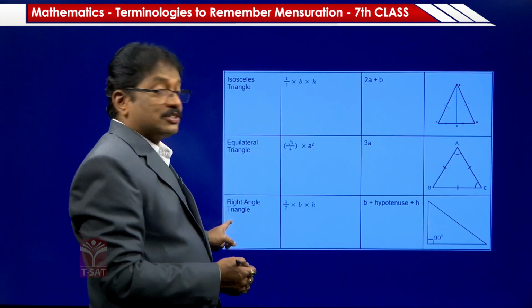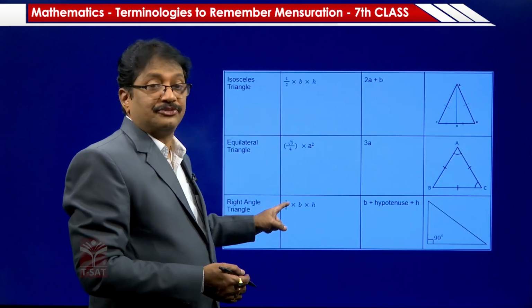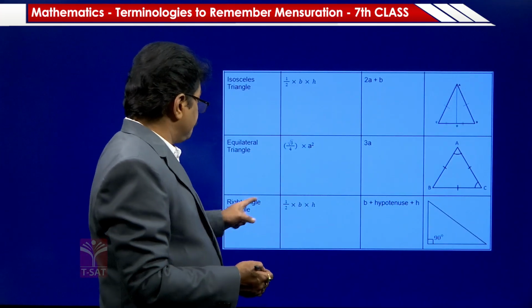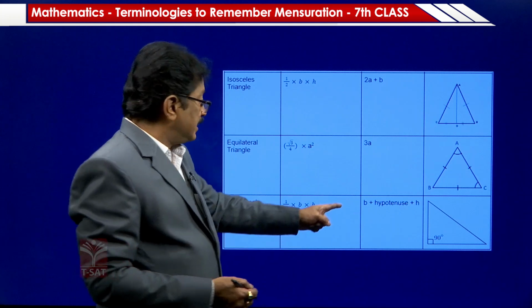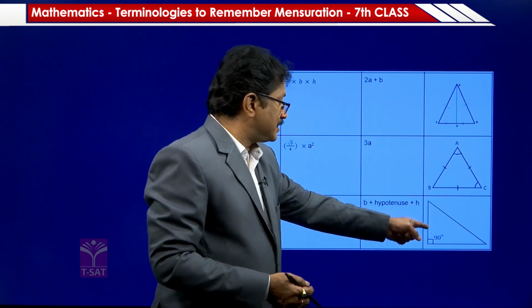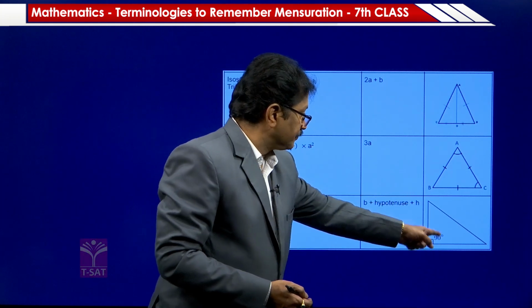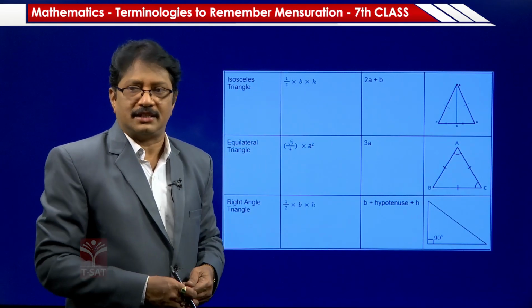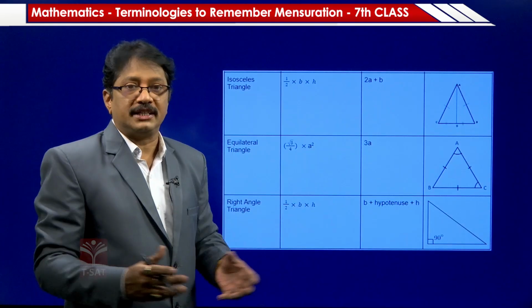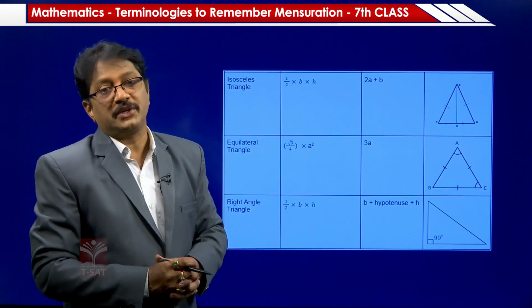And when you come to the right angle triangle, the area is half base into height, which is very similar to any triangle, and here the perimeter is base, hypotenuse and height. You can say it as a plus b plus c also. Is it clear? That is how we can discuss 2D figures.